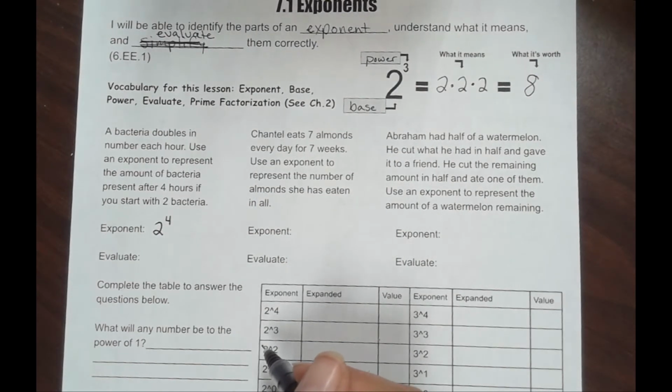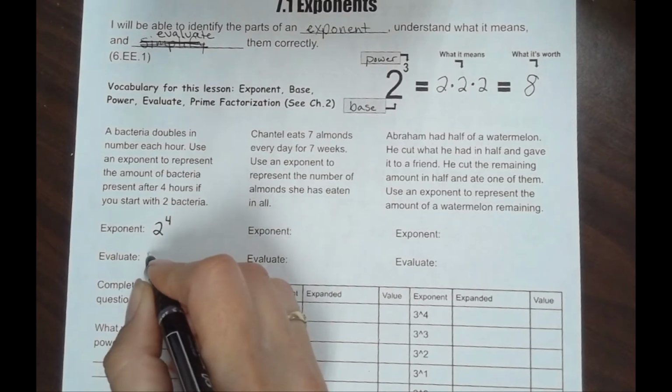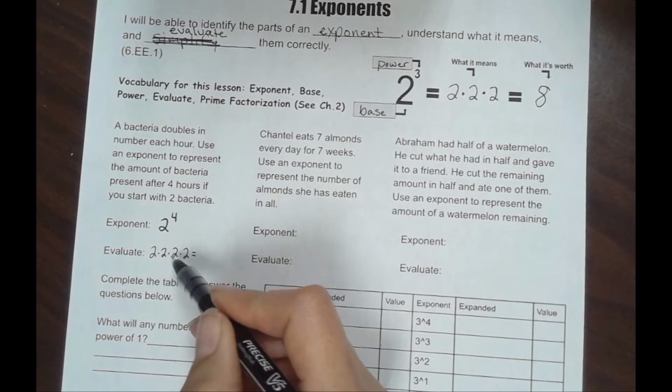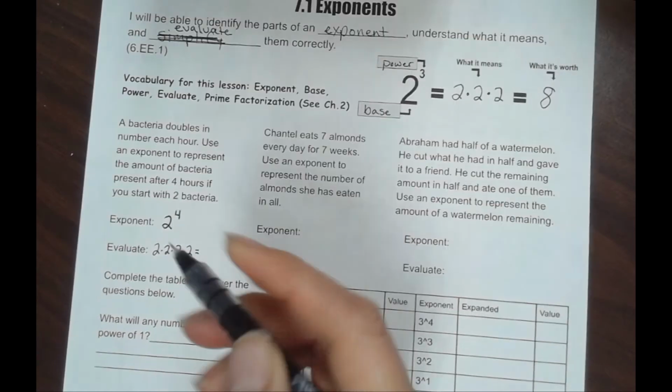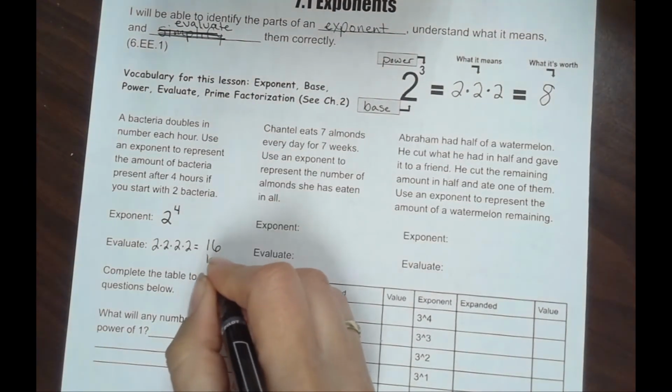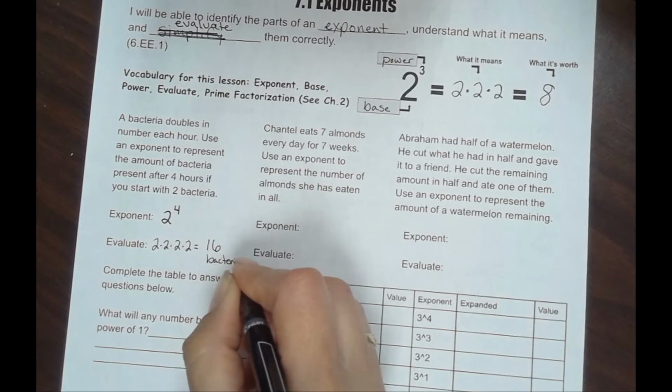So to evaluate, how many bacteria would we have? That would be 2 times 2 times 2 times 2, which is equal to 2 times 2 is 4, 4 times 2 is 8, and 8 times 2 is 16. So it would be worth 16 bacteria.